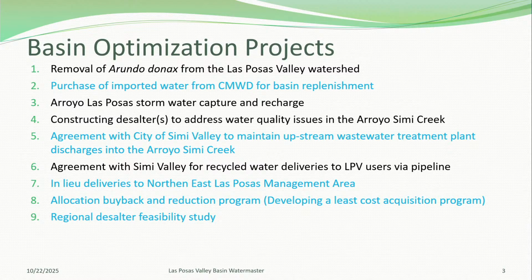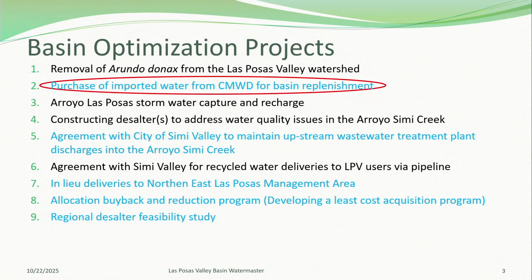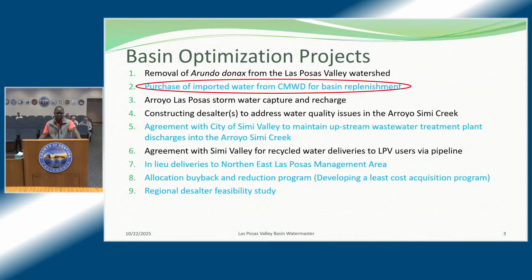Within that plan, there were 9 basin optimization projects that were identified. Of those 9, staff recommended implementing 5. So 5 are the ones recommended for implementation, meeting that criteria of cost-effective and readily implementable. Of these 5, we're just going to focus on number 2, purchase of imported water from Cayugas for basin replenishment.